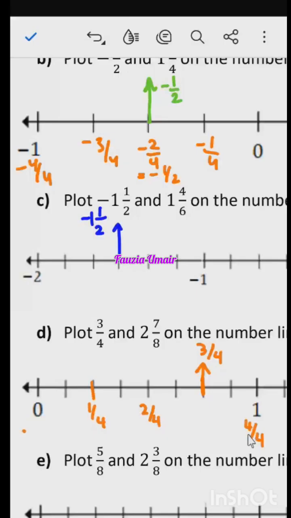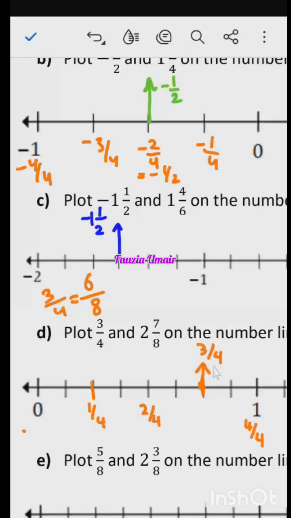Because the total is divided into 8 parts, but here the denominator is 4. So you can think like this: 3 by 4, if you multiply both numerator and denominator by 2, is 6 by 8. 6 parts out of 8 parts. So this is the point where 6 parts are completed. So 3 by 4 will lie here. I hope this is clear. Any questions? No, ma'am.